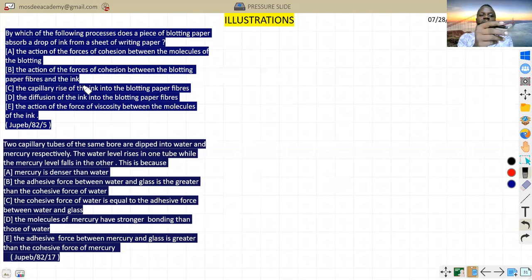Now directly here, which of the following processes does a piece of blotting paper absorb a drop of ink from a thin sheet of writing paper?